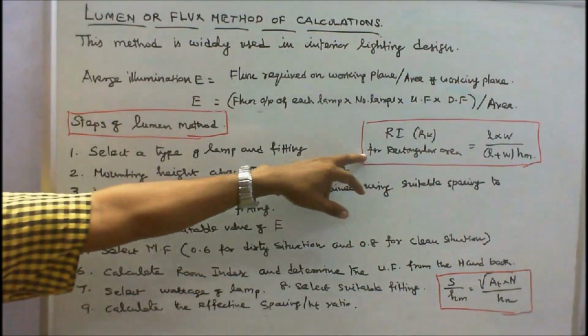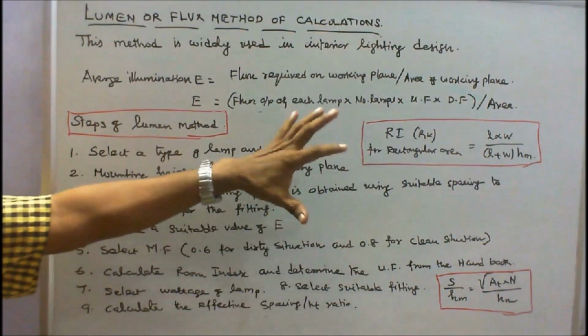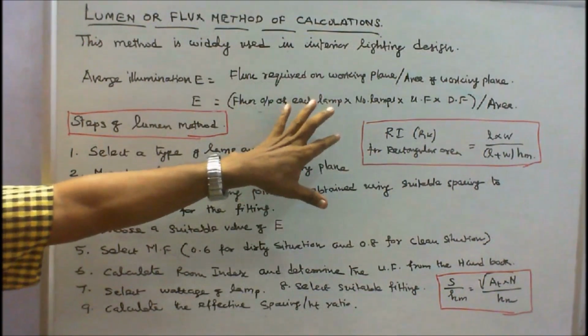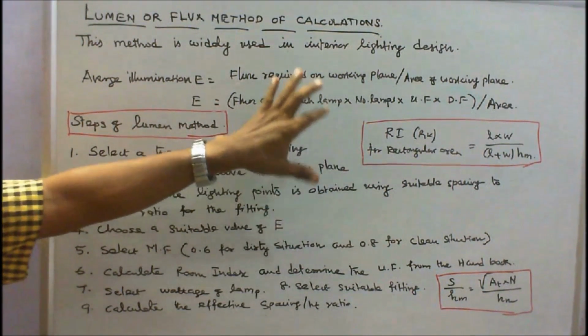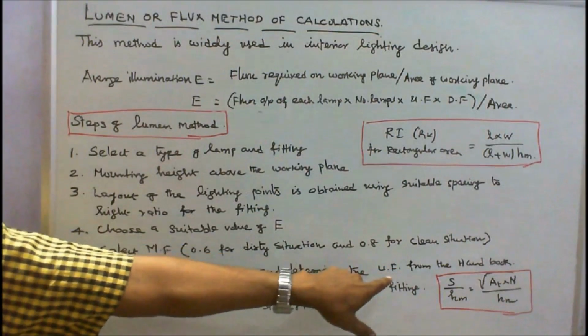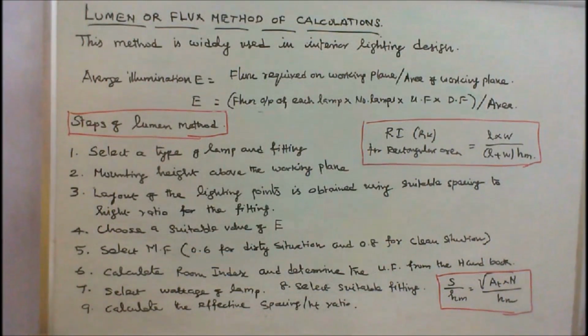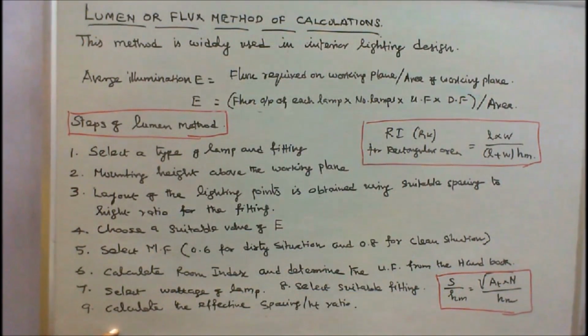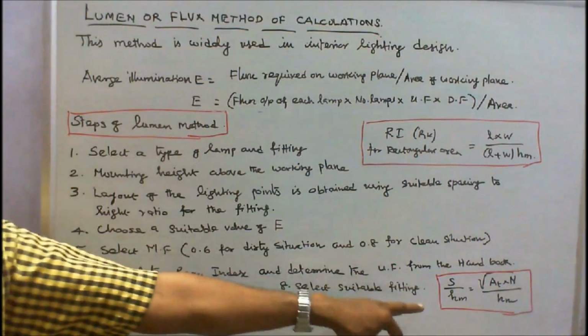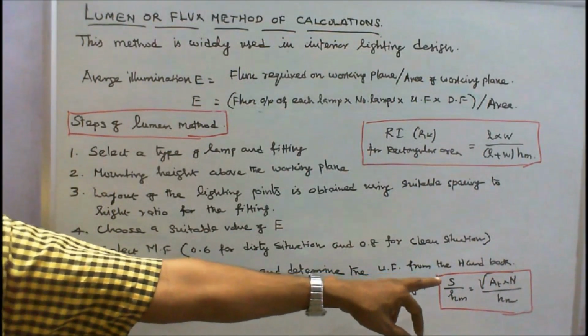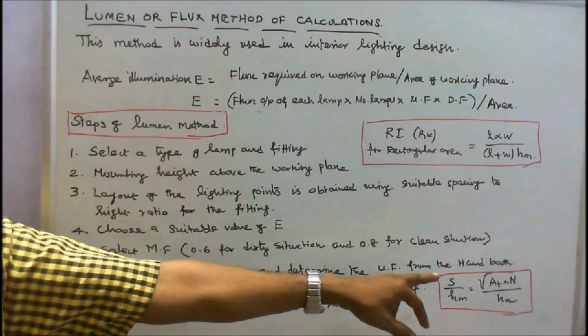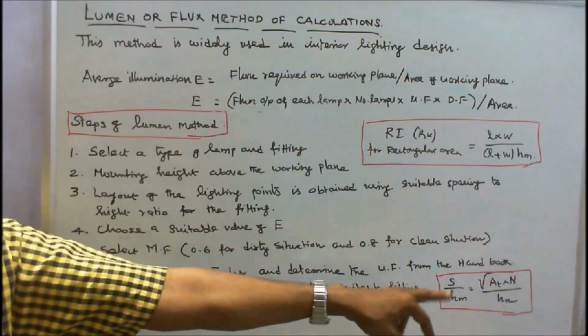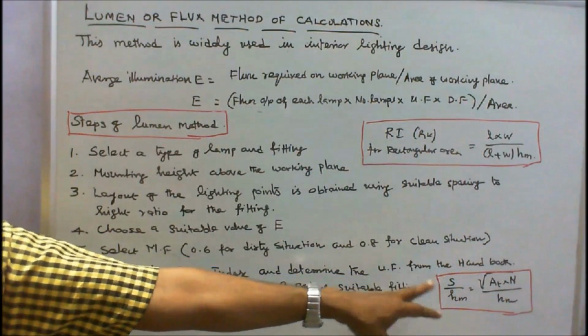This is the formula for a rectangular area. For various sizes, we have to use the room index and, according to that, choose the value from the engineer's handbook. Number 7, select the wattage of lamp. Number 8, select a suitable fitting. Number 9, calculate the effective spacing height ratio. Space height ratio is equal to the root of AT, the total area, divided by N, the number of lamps, divided by HM, mounting height.